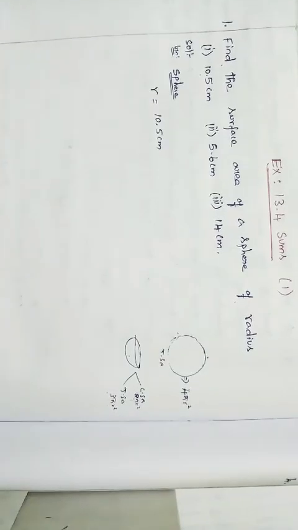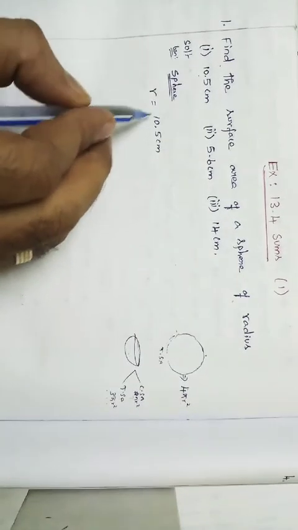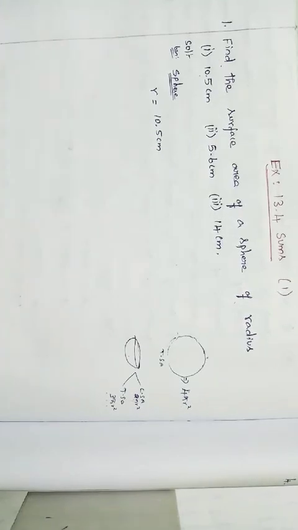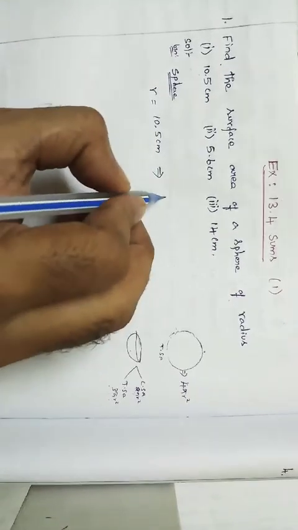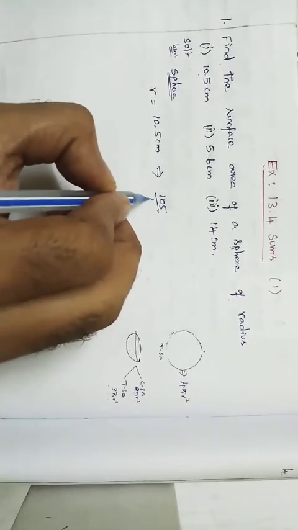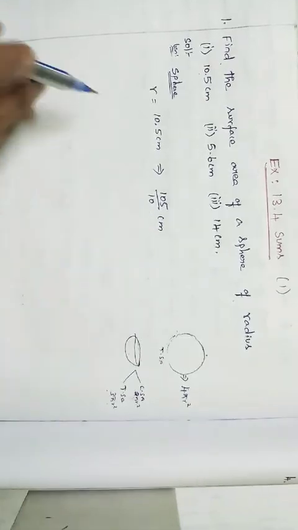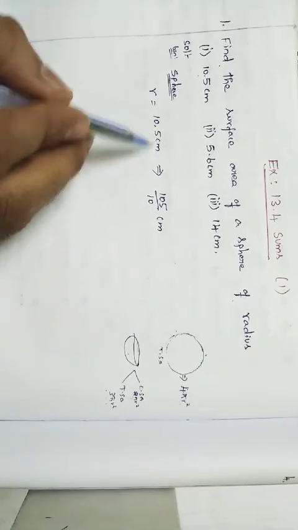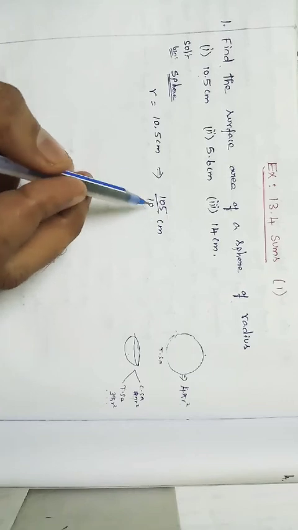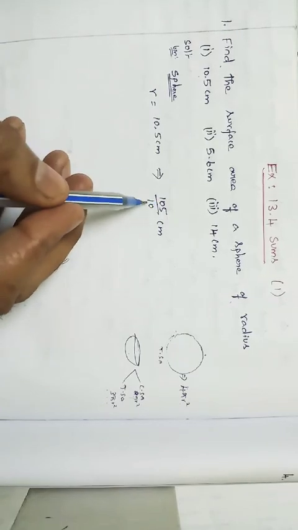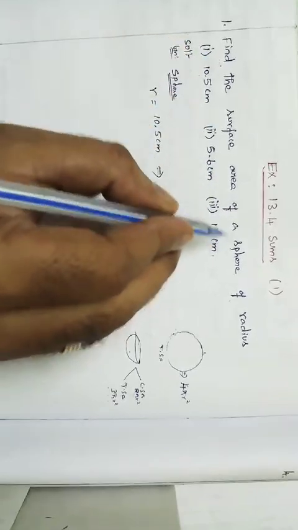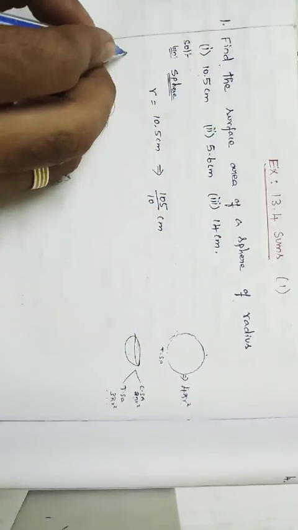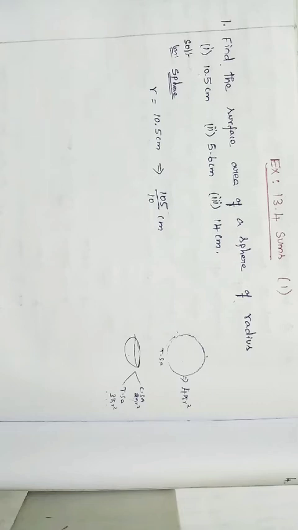I already told you that whenever we have a decimal, convert it into a fraction. It will be very easy to simplify. So 10.5 is written as 105 divided by 10 centimeter. There is only one digit in the decimal part, so I'm removing the decimal point by dividing by 10. Now we know the radius. We want to find the surface area of the sphere.